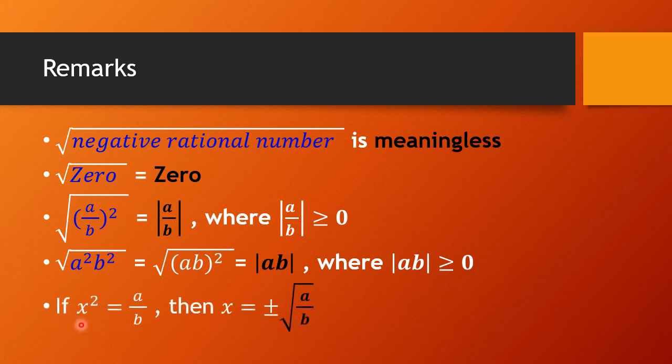And the last one: if x power 2 equals a over b, any rational number, so when we want to get x, it will be equal to positive or negative square root of a over b.